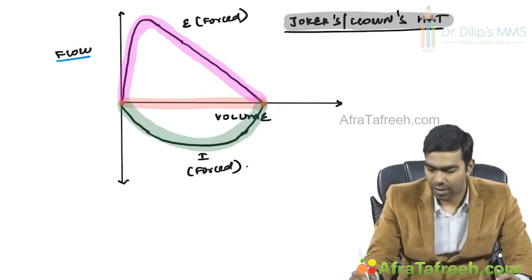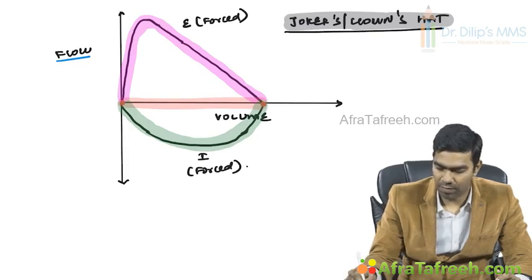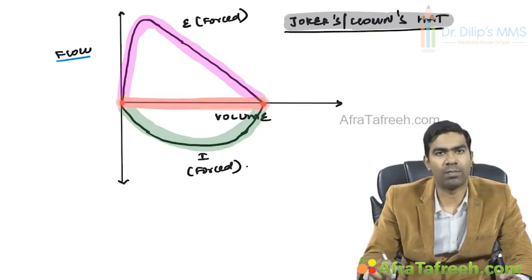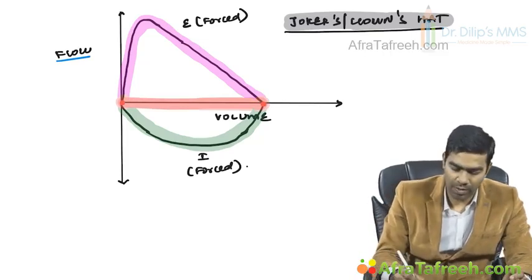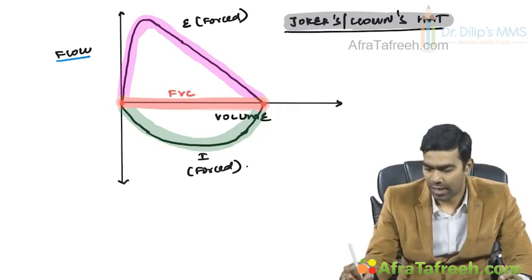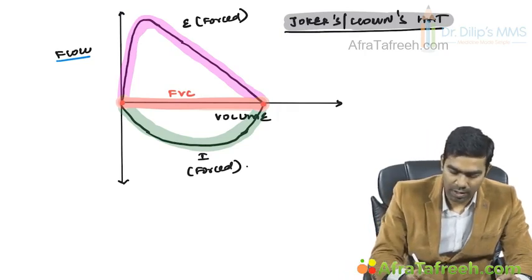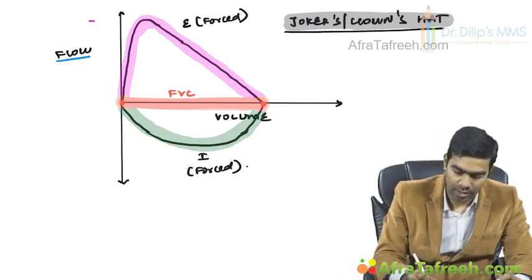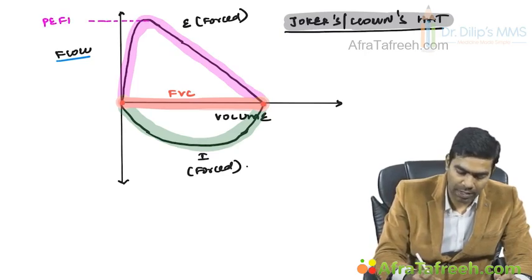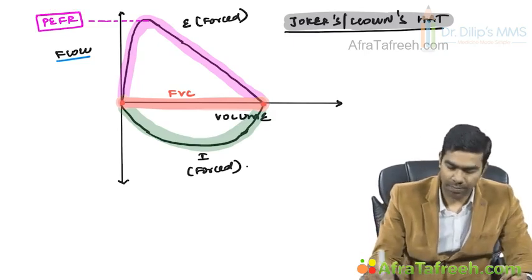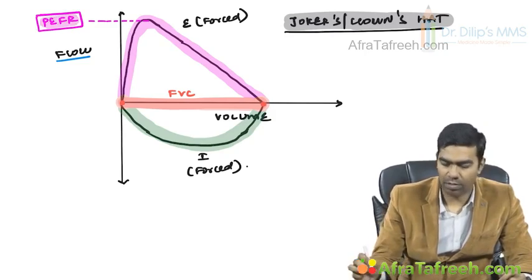So the volume from maximum inspiration to maximal expiratory point, or expiratory to inspiratory point, obviously this must be the FVC, the forced vital capacity. And typically you can see one important thing here, the peak flow that you are achieving through this flow volume loop will be called the PEFR. That's called the peak expiratory flow rate. Very important thing again.